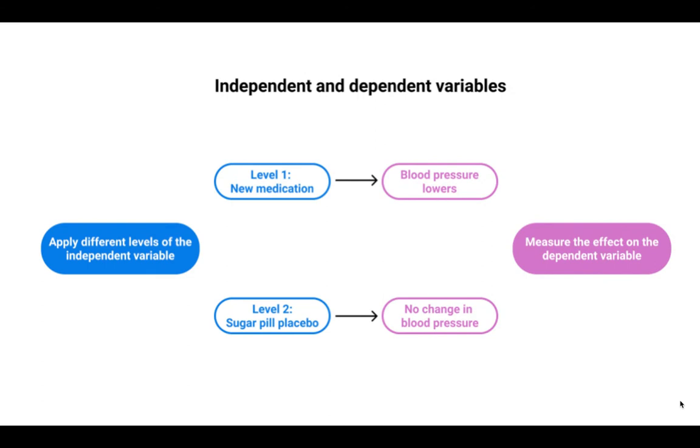So here, the independent variable is the different levels of the drug. The dependent variable is the outcome variable, in this case, blood pressure, the one you're measuring to see if it changed as a result of manipulating the independent variable. Right, and it also doesn't have to be limited to pharmaceuticals.